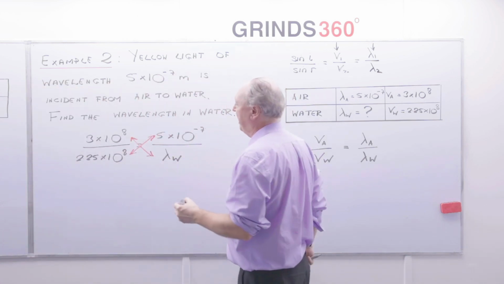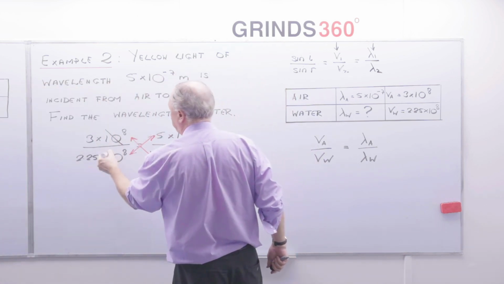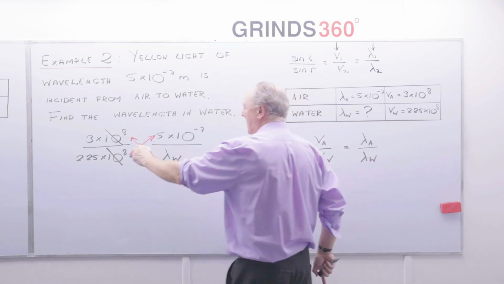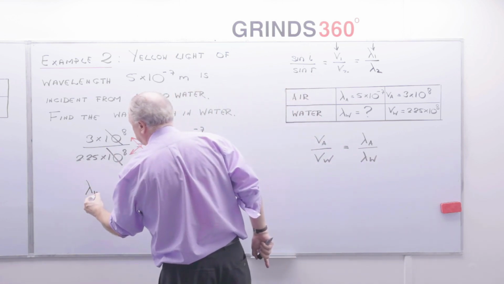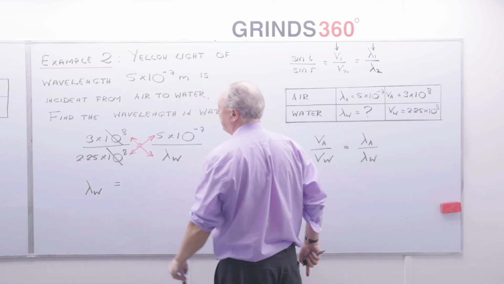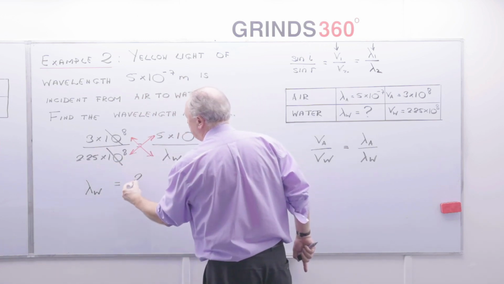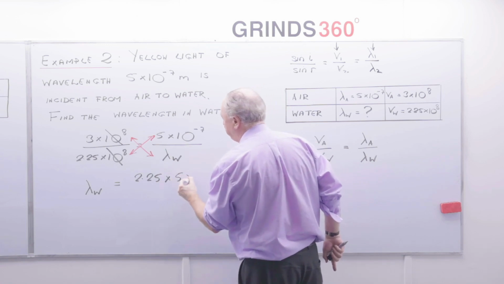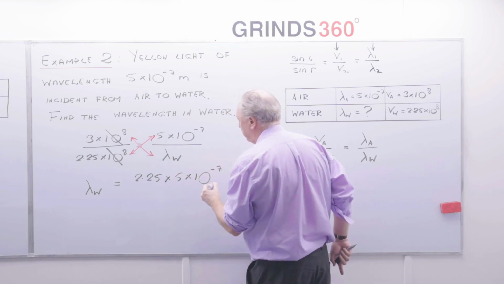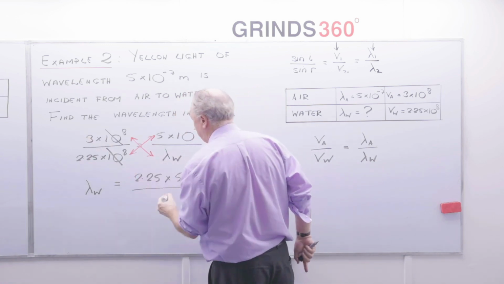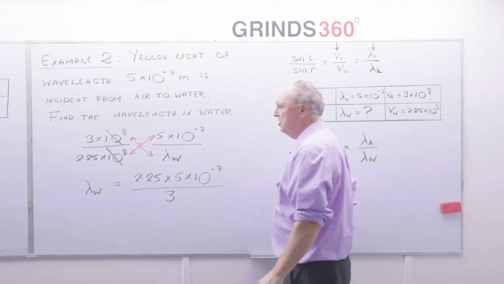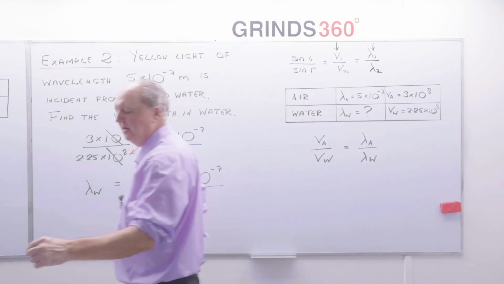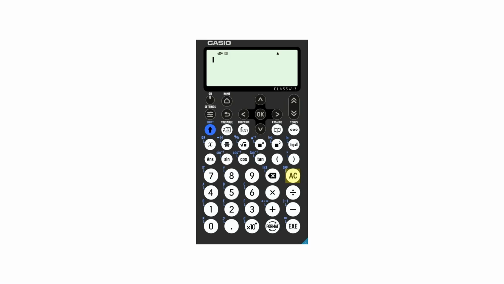I could do a little bit of cancellation here. The 10 to the power of 8s will cancel. So I'm looking for lambda W. So slide the lambda W up to the left. And that's equal to, slide the 2.25 up to the right, where it joins the 5 by 10 to the power of minus 7, divided by, slide the 3 down. So I'm going to put that calculation into my calculator. So let's have a look at that calculation.